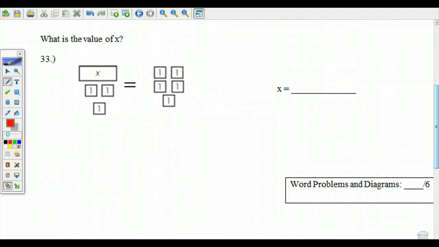And then the last one here was, what's the value of x? In this case, you can cross off tiles from each side, as long as you cross off the same amount of tiles from each side. What we're left with is x is equal to 2.